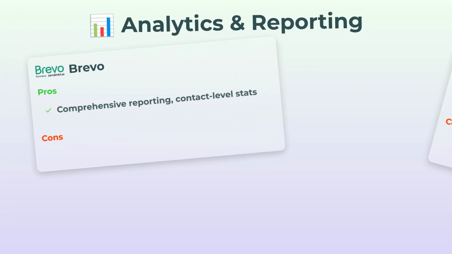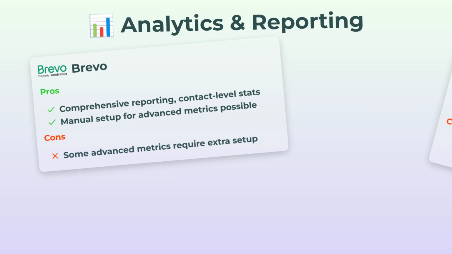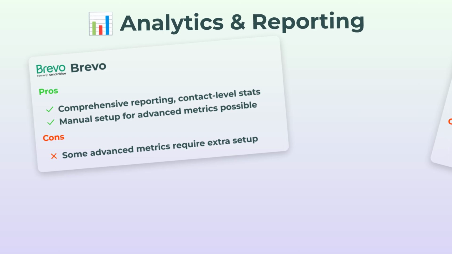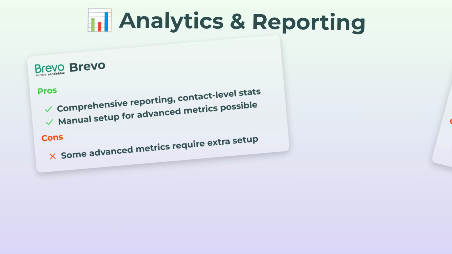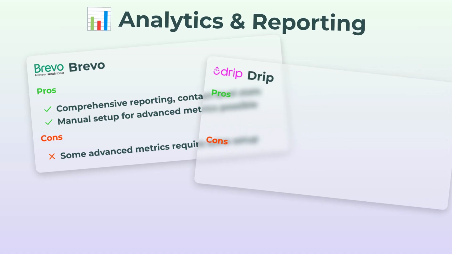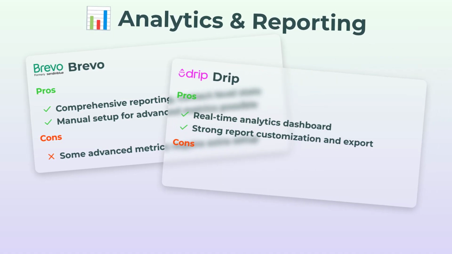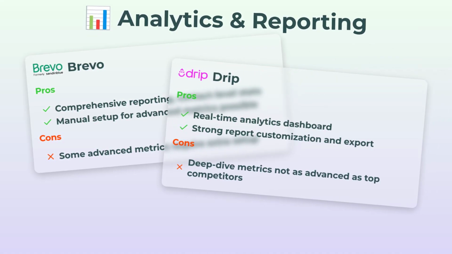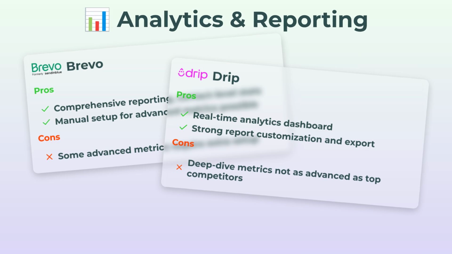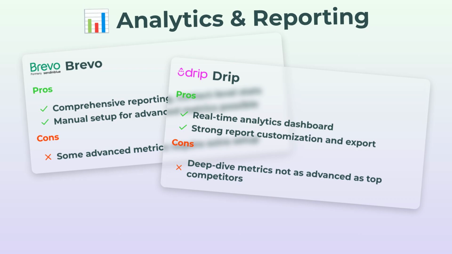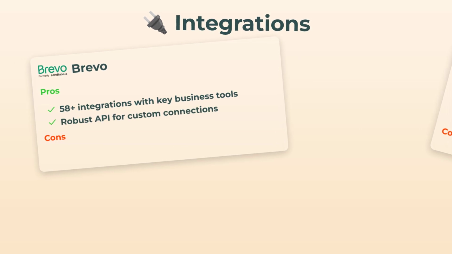Analytics and reporting, the stuff that tells you if you're actually crushing it. Brevo's comprehensive reporting goes deep with contact-level stats. And if you're up for some manual setup, you can get some pretty advanced metrics happening. Some of those setups take extra elbow grease, though. Over in Drip's camp, their real-time dashboard is a huge plus, and strong report export and customization make it easy to dig into your numbers. But they don't go quite as deep as some top-tier platforms when it comes to niche metrics. So honestly, both are really solid here. Call it a tie.